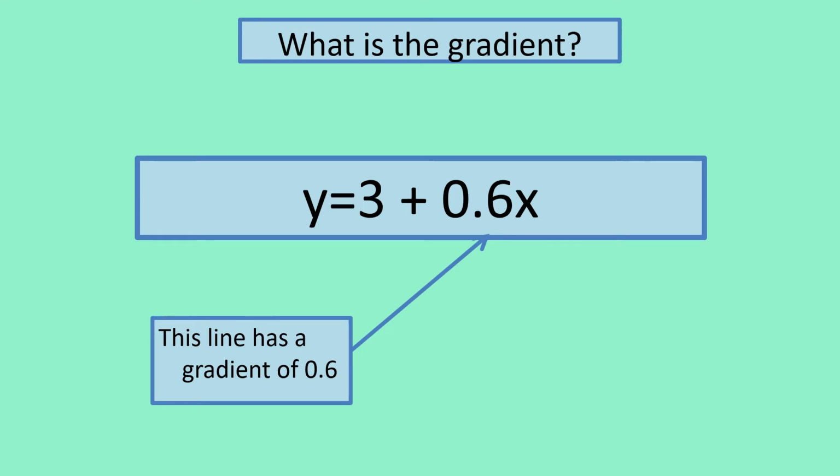In this one, it looks a little bit different because the equation isn't in the form of y equals mx plus c. However, we can still see that we've got an x and that the x has got a number in front of it. So the number in front of the x is always our gradient. If there's no number in front of the x, it means that the gradient is 1. And in this question, the y-intercept is 3.